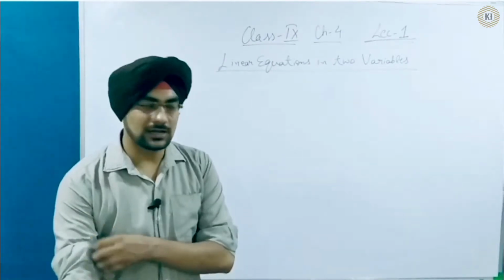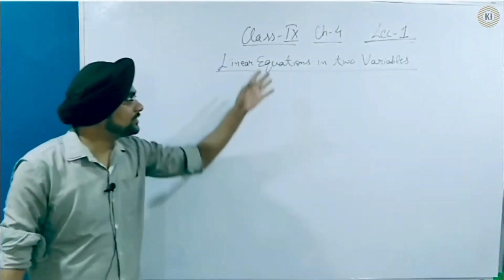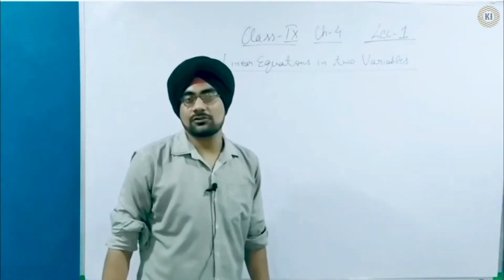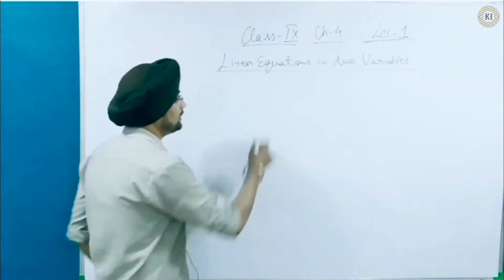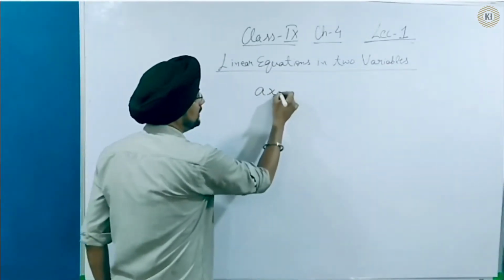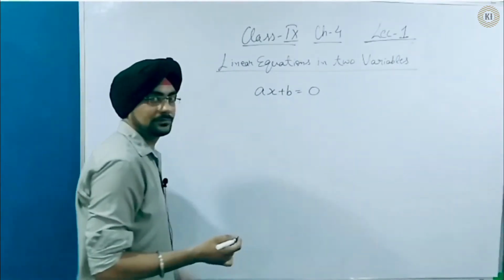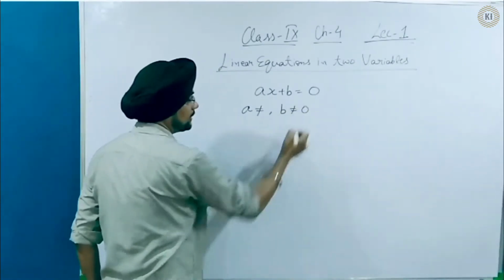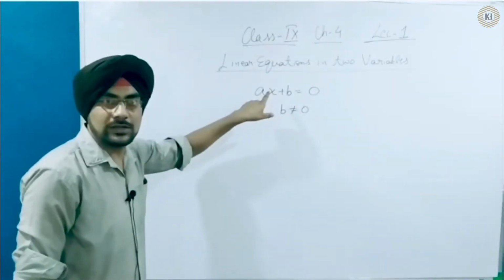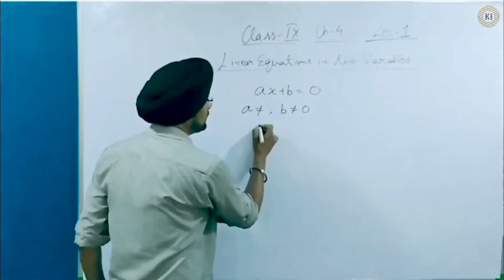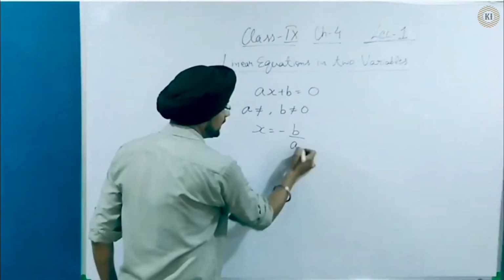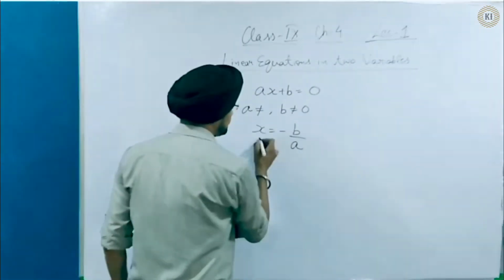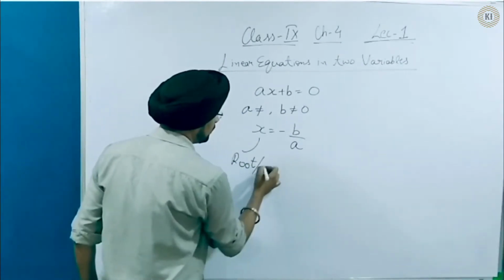In this class we are going to start our fourth chapter, that is linear equations in two variables. In the previous classes we have studied linear equations in one variable, and the general format of a linear equation in one variable is ax plus b is equal to 0, where a is not equal to 0 and b is also not equal to 0. When we calculate the value of x, it comes out as minus b upon a, where x is known as the root or the solution.